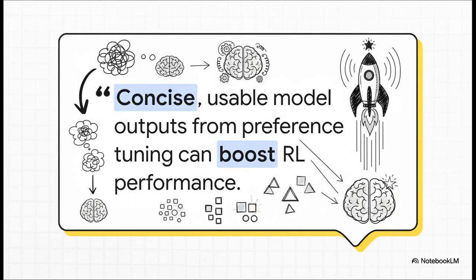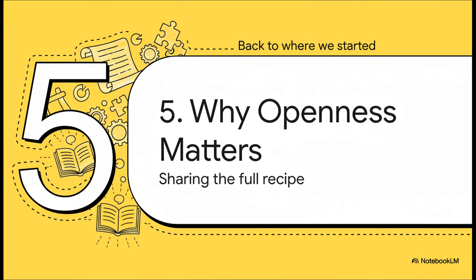And the team found something really fascinating during this process. They discovered that teaching the model to just be more concise during that preference tuning stage actually made the final reinforcement learning step much more effective. In other words, getting it to give shorter, more to-the-point answers gave the model a better foundation for that final polish. And sharing little discoveries like that one is exactly what this project is all about.